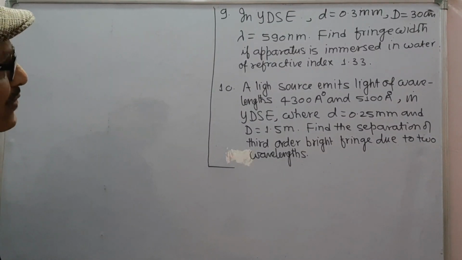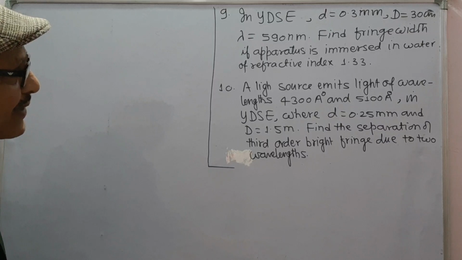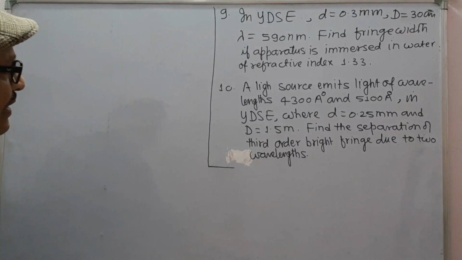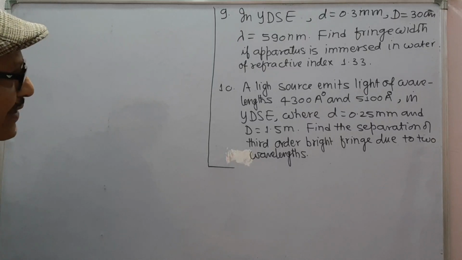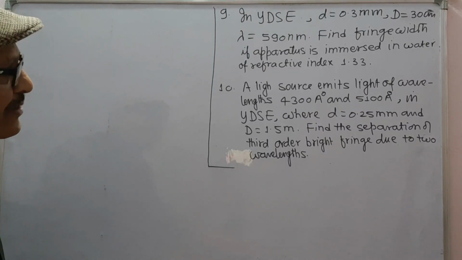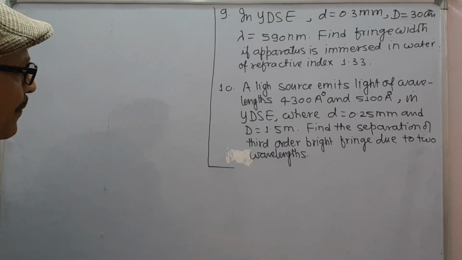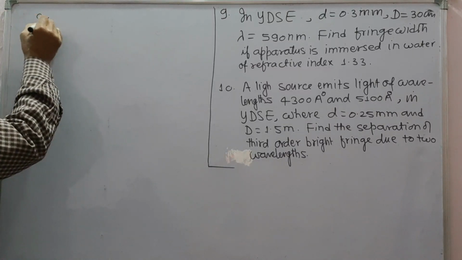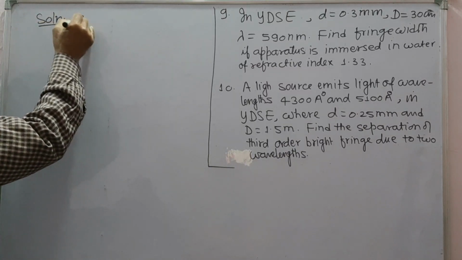Next question number 9. In Young's double slit experiment, small d is equal to 0.3 millimeter, capital D is 30 cm, wavelength lambda is 590 nanometer. Find the fringe width when apparatus is immersed in water of refractive index 1.33. Solution to question 9.